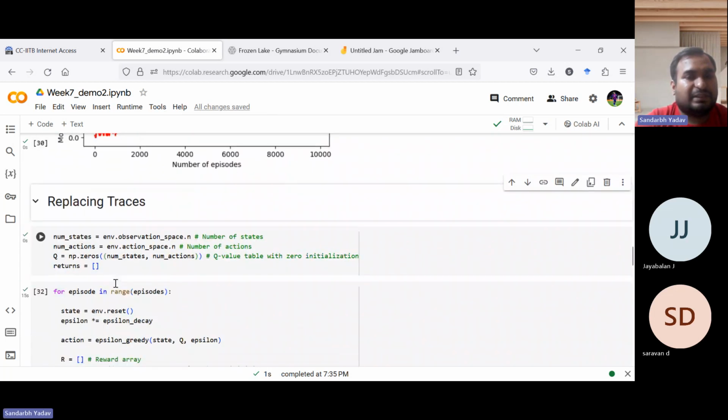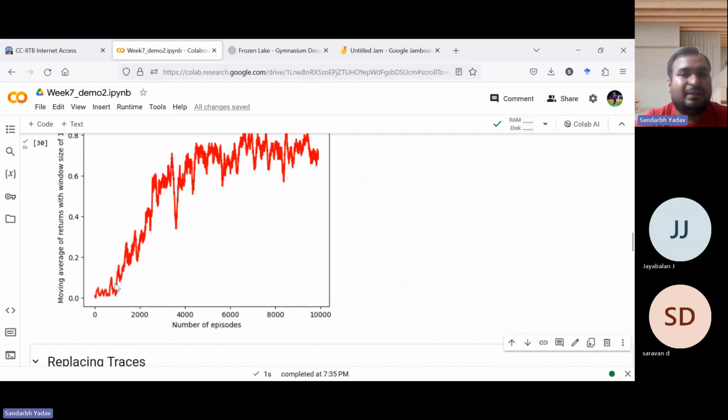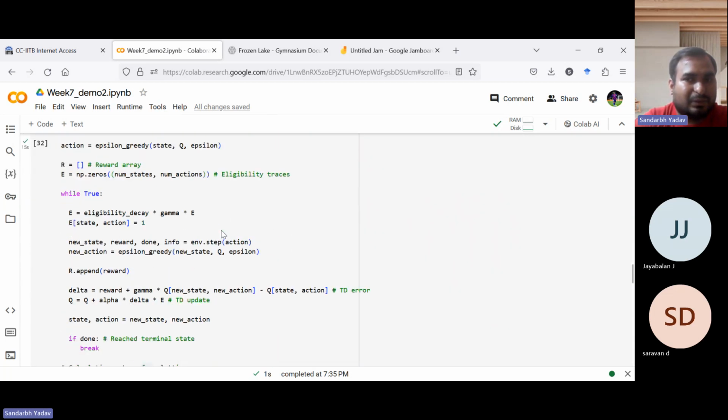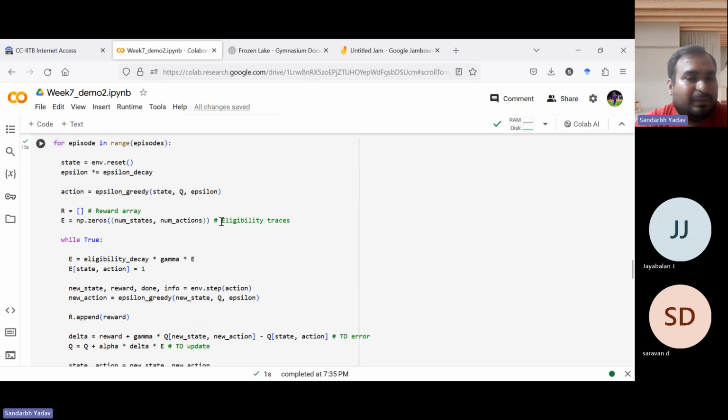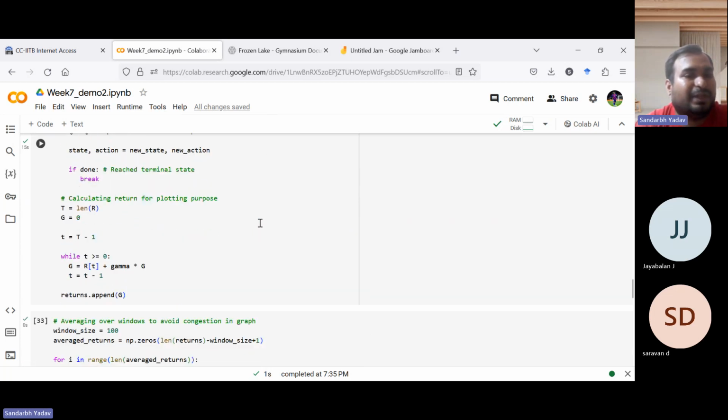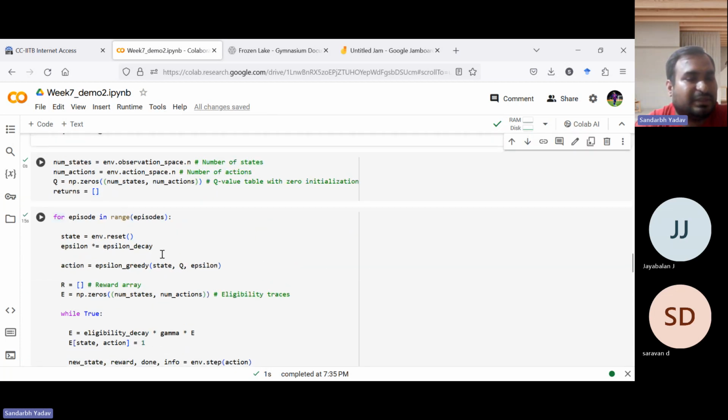So you can see that in accumulating traces, since we are accumulating, we are having more eligibility. It's not decaying very quickly, so we have to make more number of updates, so it's taking more time. But in replacing traces, since we reset it to one, and you remember in accumulating traces it can go beyond one, that eligibility doesn't decay very fast. In replacing traces, it is limited to one only. So in that way, we have to make fewer updates. So it took only 15 seconds.